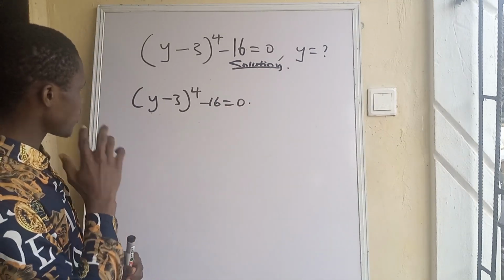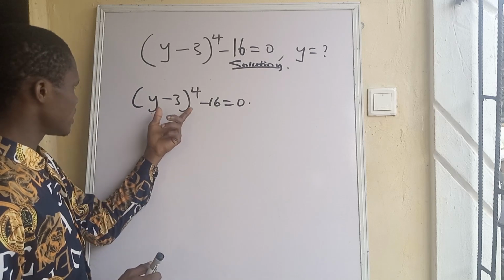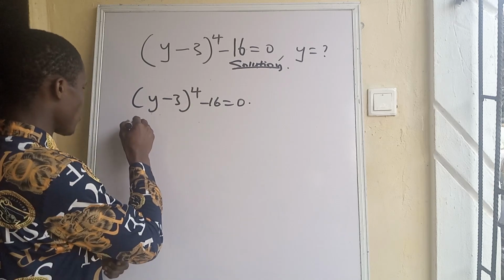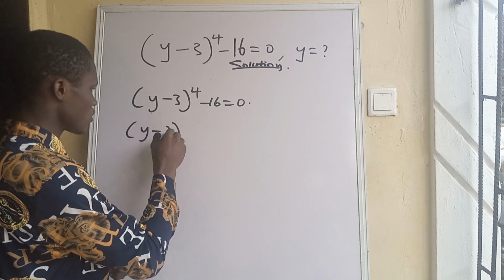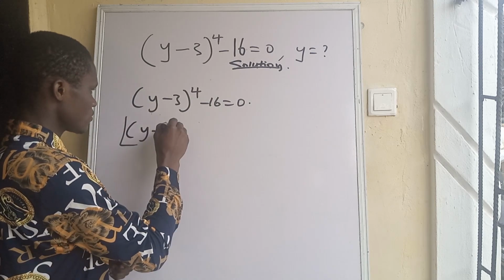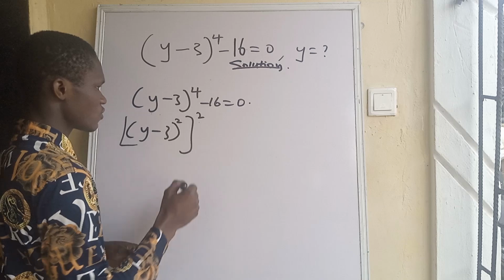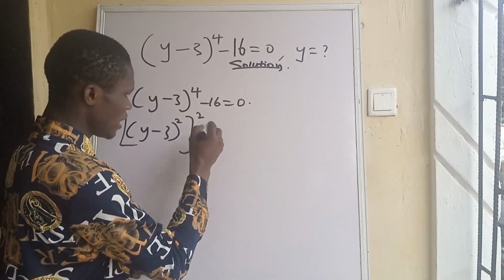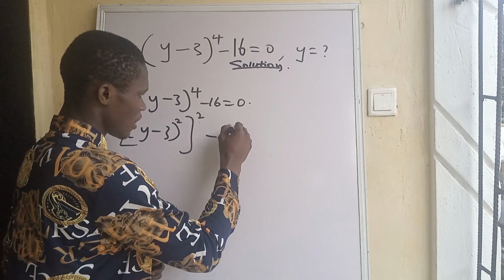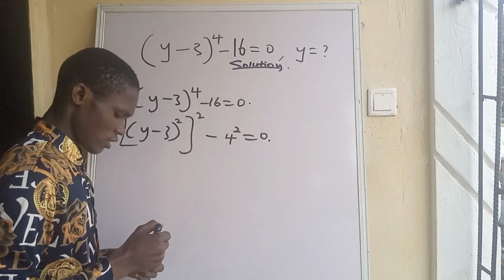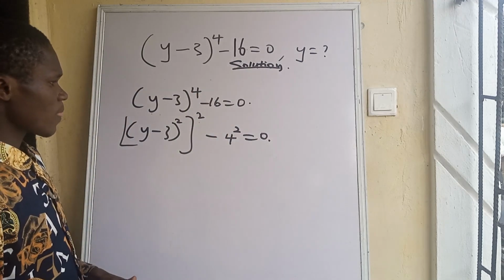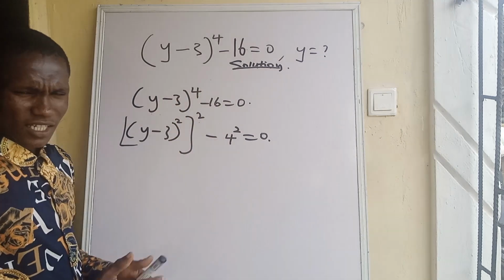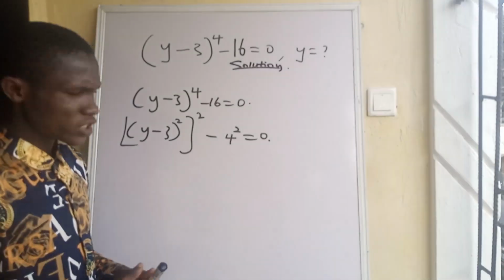Okay, the next step we are going to take, we can simply break this down. So if we are breaking this down, we can say open bracket y minus 3 close bracket to the power of 2, to the power of 2, right? Then we can still do the same for this: minus 4 to the power of 2 is equal to 0. So if we put this back, it still remains the same, nothing changes.